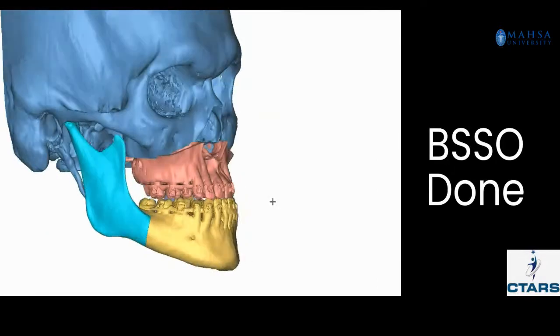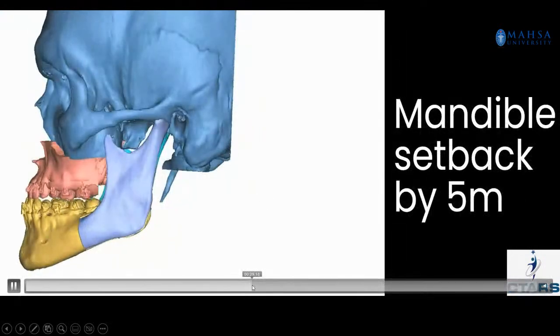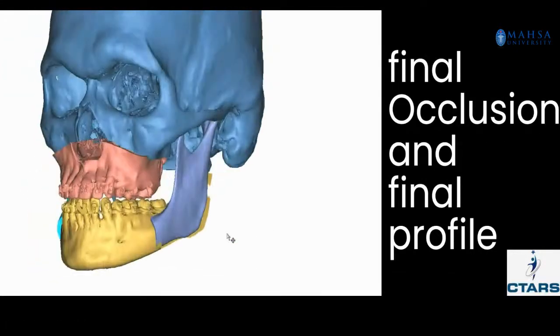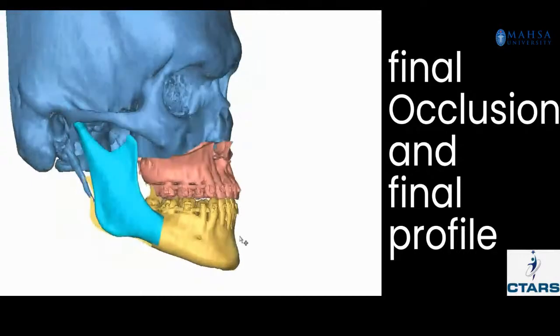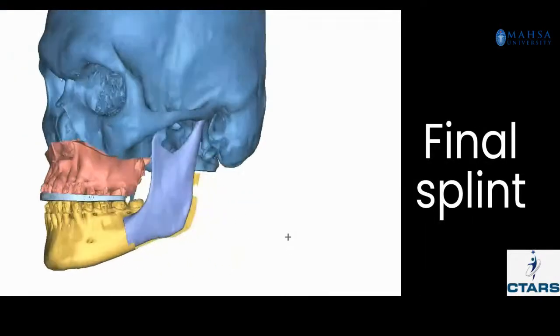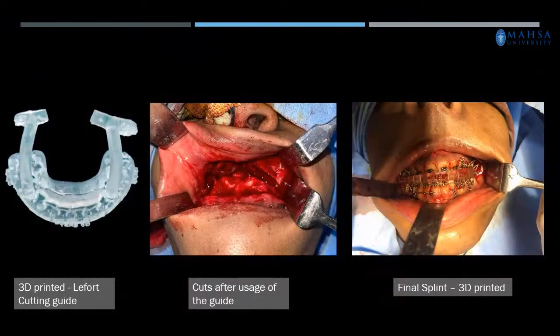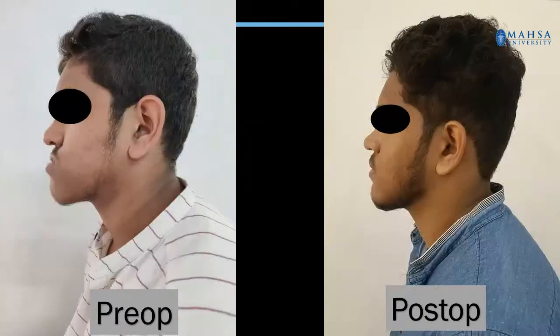Intermediate splint is done. Your BSSO cut is done. Once your BSSO is done, the mandible is also moved to set back as needed. And once we get the final position, the final splint is placed. This is how we do it in planning, and that's the one case that we have. Just to show you a case of how we do it for a class 3 patient. I mean, Shanmugam showed it, but here I'll show you how we use the cutting guides also. So we used a Le Fort cutting guide, made the cuts, did the final splint also, and that's the pre and the post of the patient.